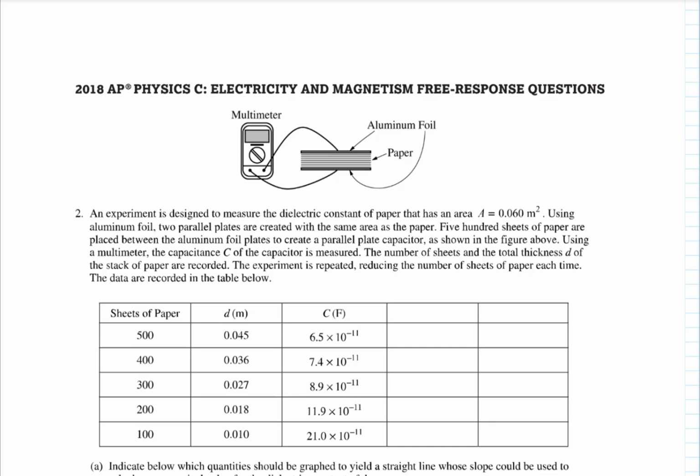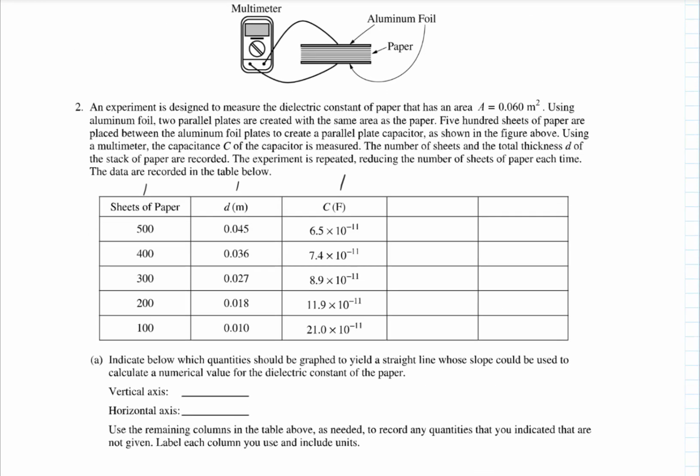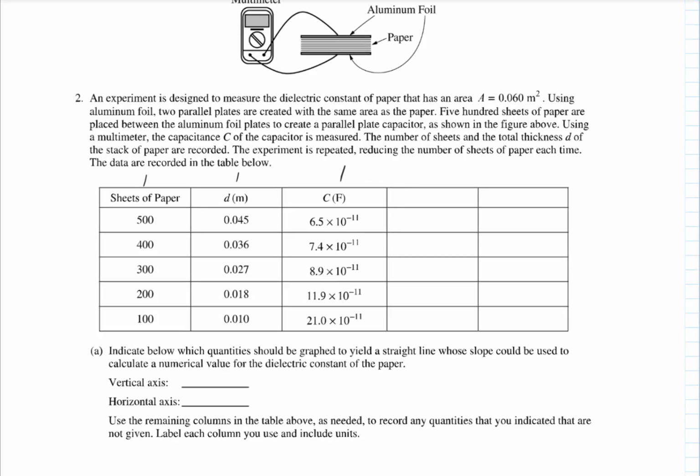giving us a different distance and a different capacitance. So what we want to do is take this data, with sheets of paper, the distance separating the parallel plates, and the measured capacitance, and graph it in such a way to get a straight line whose slope could be used to calculate a numerical value for the dielectric constant of the paper.